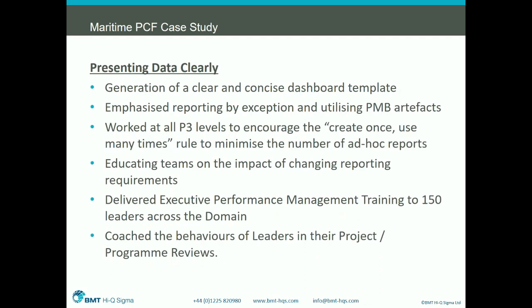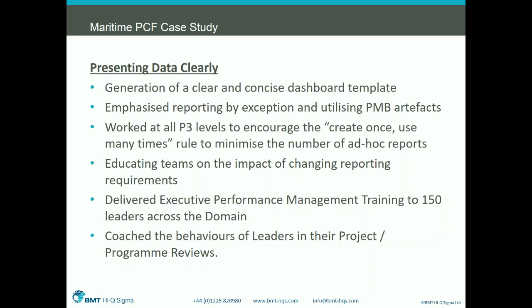So next, looking at making sure that they present their data clearly. As Iain talked about, we generated a clear and concise dashboard template, which involved speaking to lots of individuals as well as teams to make sure that we're trying to elicit the right information to make decisions. We rolled this out across all projects within the domain with a focus on maintaining consistency.